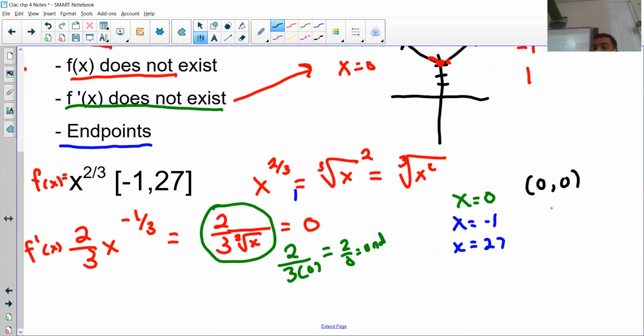Why are we plugging in 0 for the first one? Because we figured out that 0 is going to be a critical point, and we're going to plug it in. We're also going to plug -1 into the equation, x to the 2 over 3 power. That's why I rewrote it like this over here. The cube root of -1 is -1, and then -1 squared is 1. This is the original f of x, x to the 2 over 3 power.